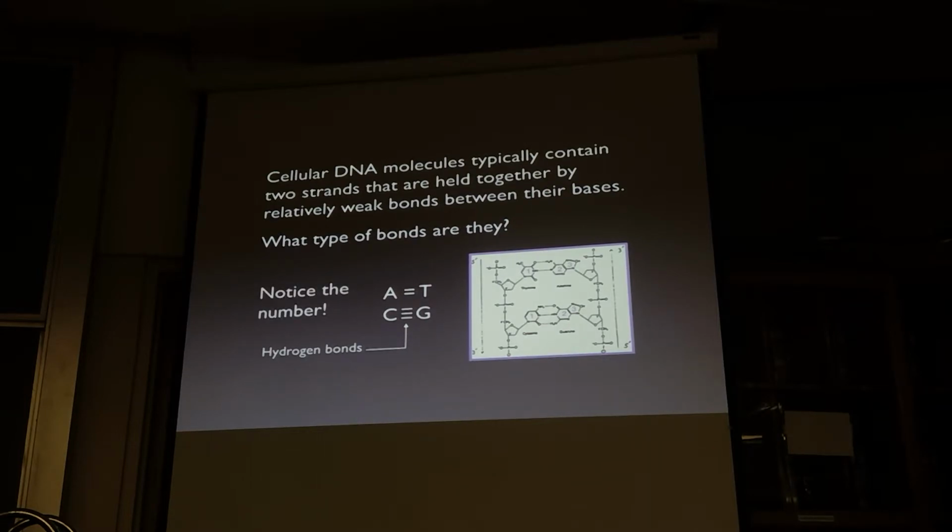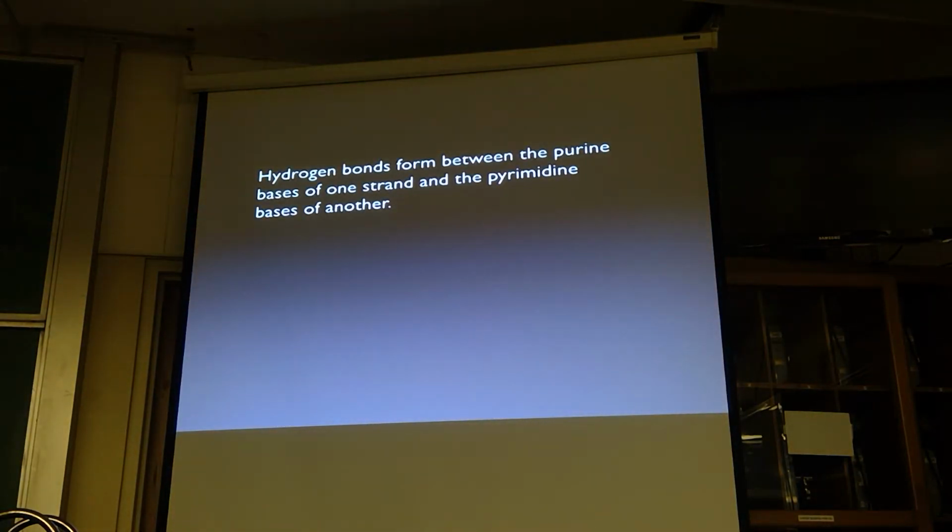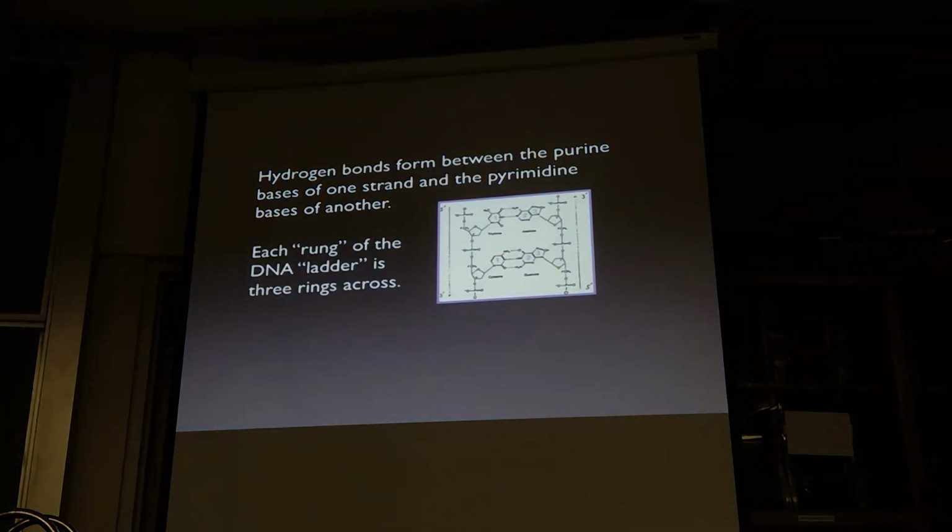So we have our hydrogen bonds. Again, notice the number. The hydrogen bonds are always between a pyrimidine from one strand and a purine of the other. But it's more than just pyrimidine to purine. One of the reasons for that pyrimidine-purine bonding is because purines have 2 rings, pyrimidines have 1. So between the 2 strands, there's always 3 rings. 3 rings per rung, if you will. But it's more specific. So it's not just any pyrimidine. It's always adenine to thymine, cytosine to guanine. So there's 3 rings per rung.